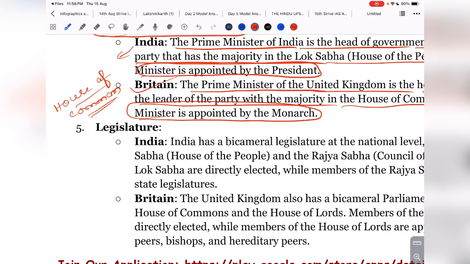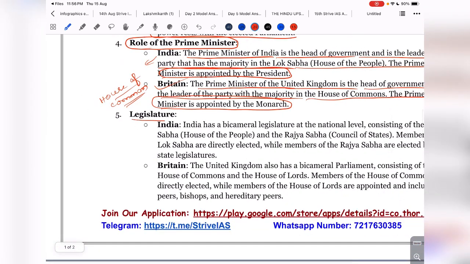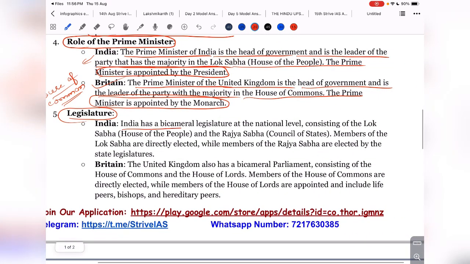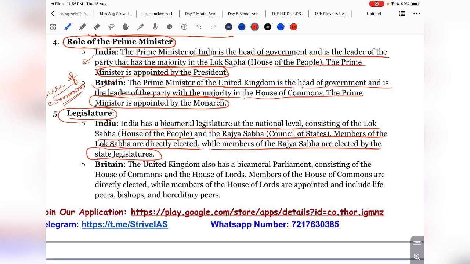Then next is about legislature. India has a bicameral legislature at the national level consisting of the Lok Sabha and Rajya Sabha. Members of the Lok Sabha are directly elected, while members of the Rajya Sabha are elected by the state legislature. And in India, the Rajya Sabha has more power. Rajya Sabha is quite a powerful chamber.